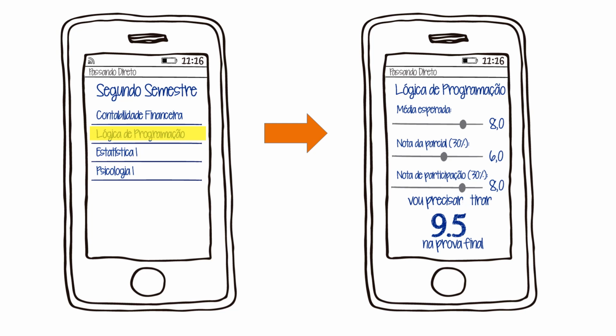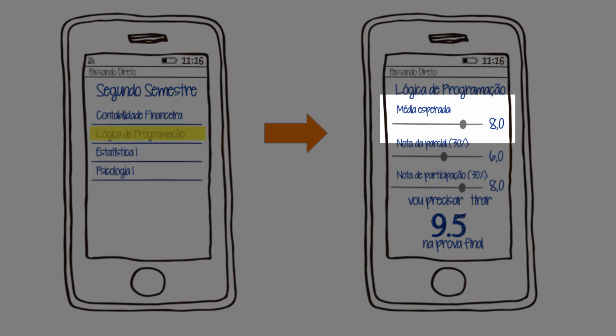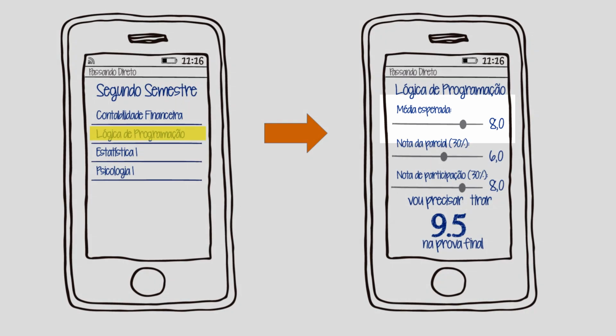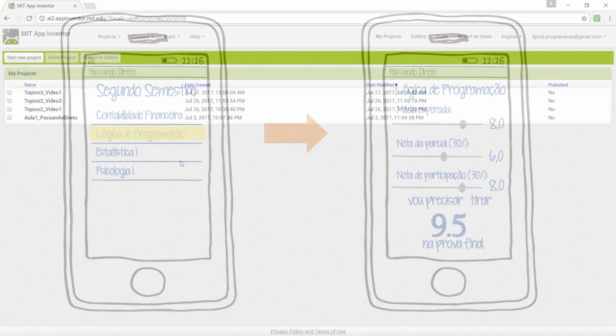We're going to use new components to compose the layout. And second, there is a difference on the simulator. Now, I can choose the average I want to get in the end of the course. This calculation will happen when I change this average slider or the grades sliders. First, let's create the front end.